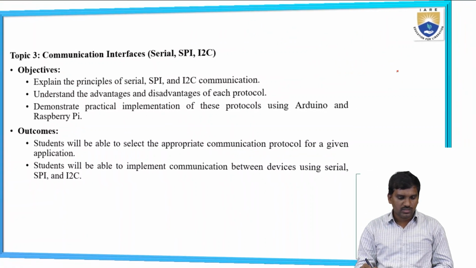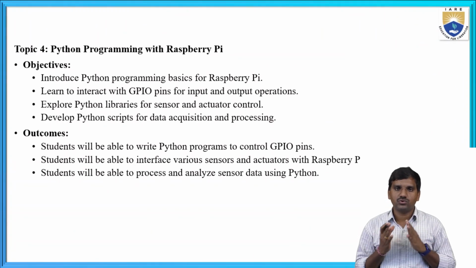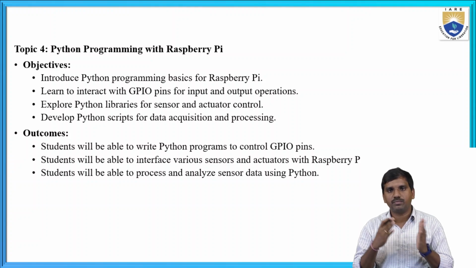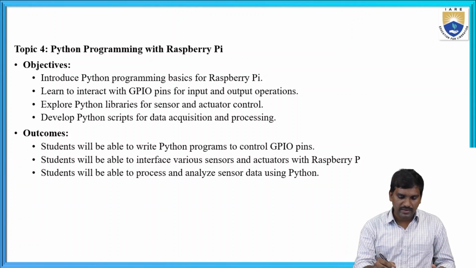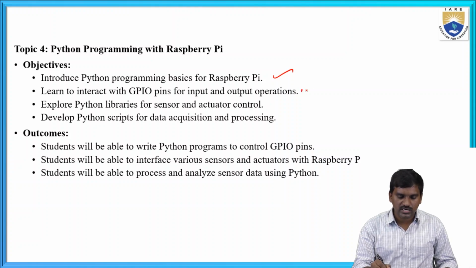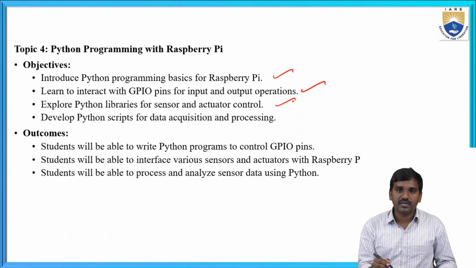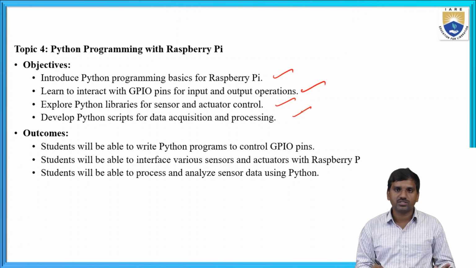Next, the fourth topic involves Python programming with Raspberry Pi. Compulsorily, we have to write programming code to implement things on the Raspberry Pi. Introduce Python basics for Raspberry Pi. We already completed the lectures on Python, and learn to interact with general purpose input output pins for input and output operations. And Python libraries like data types, variables, file handling techniques, lists, tuples. We have to discuss some of the libraries, and Python scripts for data acquisition and processing.